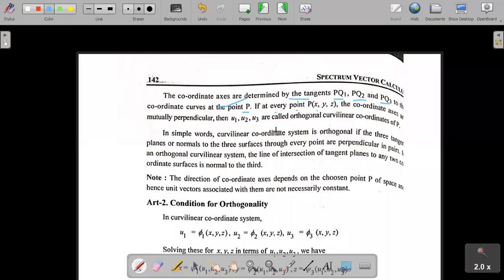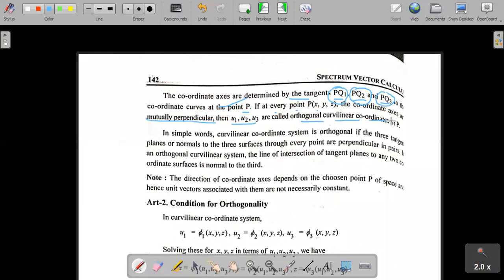Is it fine, bache, all of you? So we draw the tangents at the point P in the direction of the U1 curve. Say the tangent is PQ1. Then the tangent along the U2 curve is PQ2 and the tangent along the U3 curve is PQ3. And if these tangents are mutually perpendicular, then the system is known as orthogonal curvilinear coordinates.